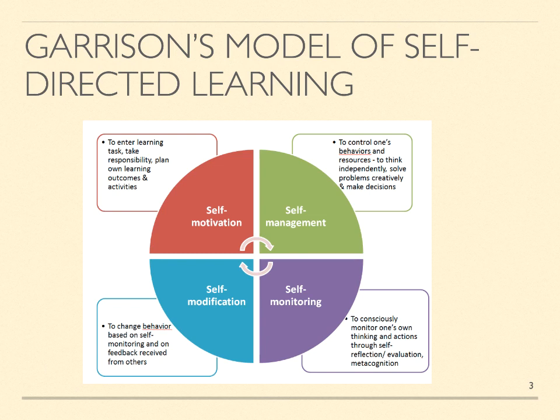Again, as I said, a lot of the same ideas from different people. We look at Garrison's model of self-directed learning. Garrison was a Canadian professor at the University of Calgary, and he's published a lot on distance learning and education. Quickly going through the pie pieces here: self-motivation. Adult learners are motivated when they take responsibility for their own learning and the outcomes of their assessment projects and activities. Then the ability to self-manage, to control our behaviors.